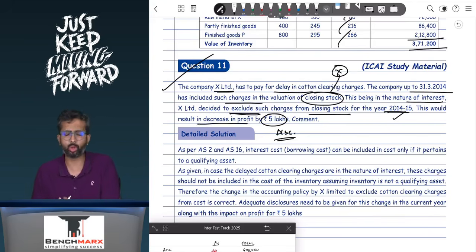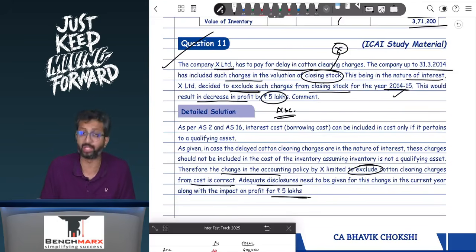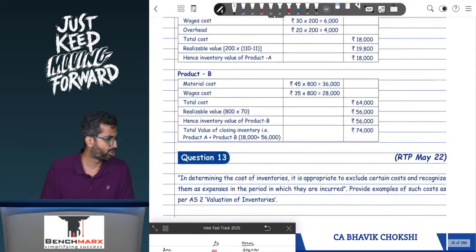You are following a wrong policy of adding the interest cost to the cost of the cotton. You have rectified that, which is absolutely right, and you should give the necessary disclosure. So over here, therefore, the change in accounting policy for excluding cotton clearing charges is correct, and adequate disclosure needs to be given for the impact on the profit. Okay, so this is question number 11.